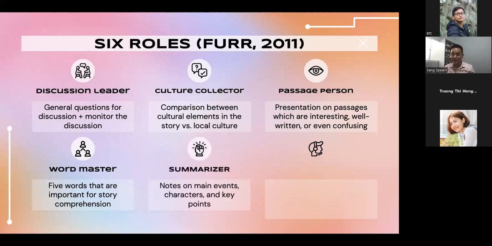The next one is the summarizer. The summarizer will make notes on the main events, the characters, and the key points in the story. At the very beginning of the discussion, the discussion leader would probably invite the summarizer to retell the story to all the participants in the club, to help them reflect upon or recall the content of the story first before the other roles are activated.